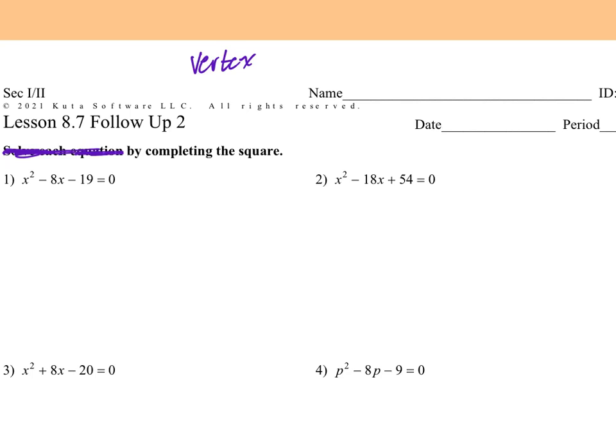Put it into vertex form. And remember, vertex form says a times x minus h squared plus k. So that's kind of what I want it to look like. None of ours will have an a because, well, it will. It'll just be 1 because we're only doing 1 square, 1x squared. We're not doing anything with anything in front of the x. That's okay. But we're just going to go ahead and do this.